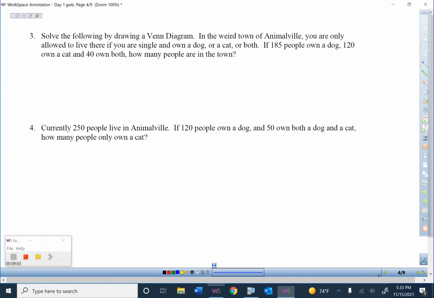We're supposed to draw a Venn diagram, and it says, in Animalville, you are only allowed to live there if you're single and own a dog, a cat, or both. So our bubbles are representing dog owners and cat owners, and because it can be both, they do overlap. Okay, so we're going to set this up, and it doesn't matter which side gets the dog, which side gets the cat. We just have to be careful when we go fill stuff in.